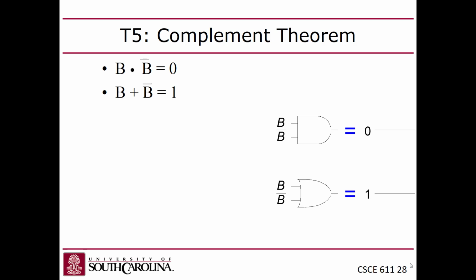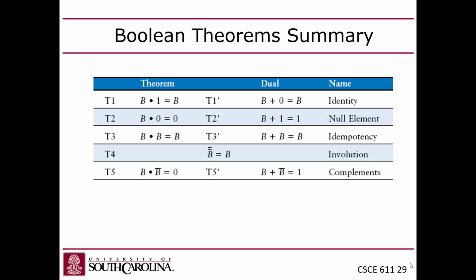Complement is if you take a variable and you and it with its complemented form, you're guaranteed to get 0. The idea is if the original variable was true, then you're going to and it with false. Or if it was false, it doesn't matter, because anything you and it with will give you a false or a 0. Likewise, if you have a variable and you or it with the negated form of itself, you're guaranteed to get 1.